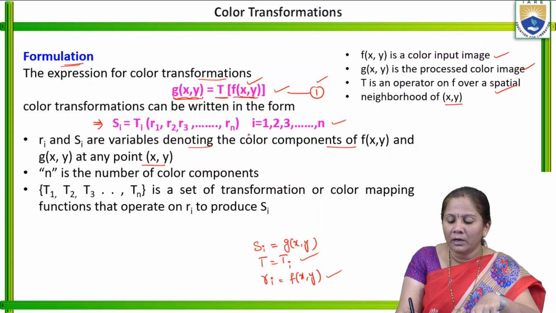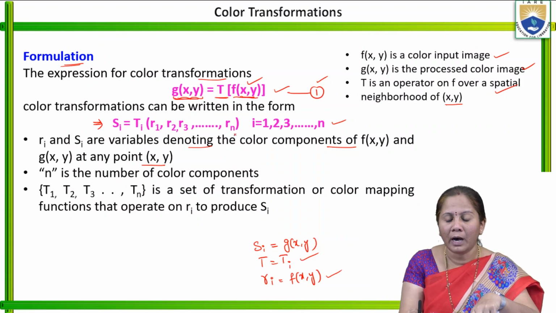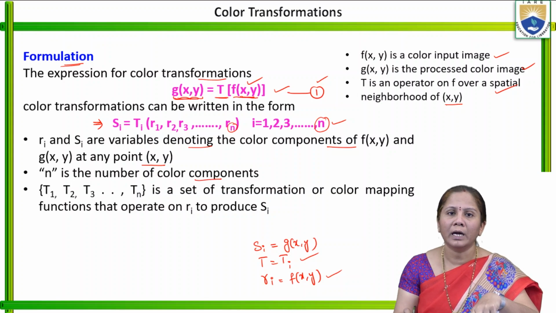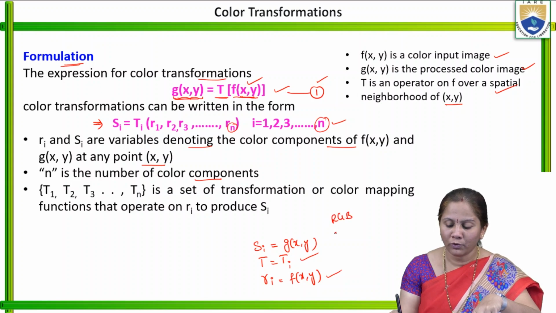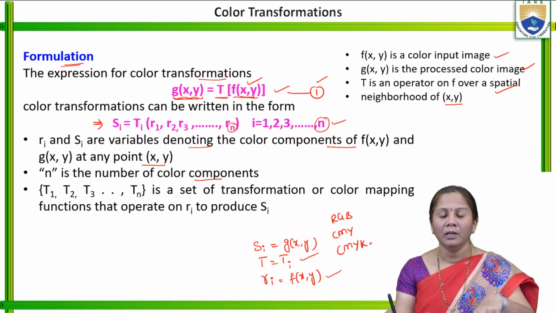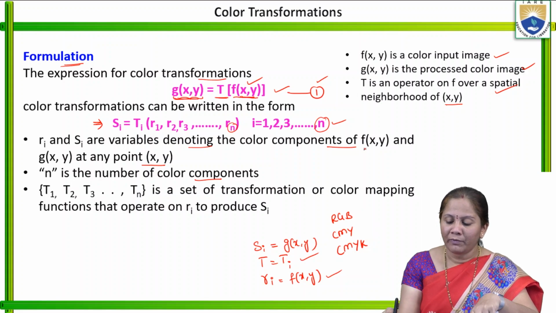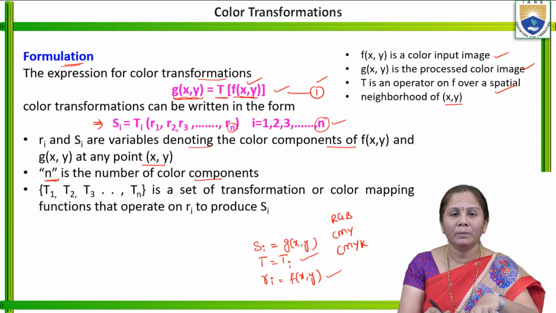So here we are taking the R values from R1, R2 so on up to Rn, and Si, i is varying from 1 to n. What does the value of n mean? Here n represents the number of color components. That means we have seen different color models like the RGB color model, the CMY color model, and the CMYK color model. So based on the color model, the value of n will be changing.